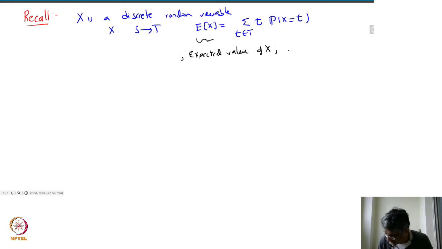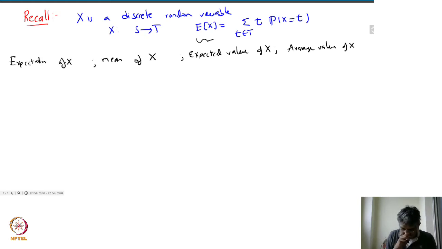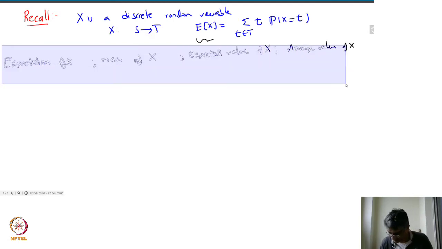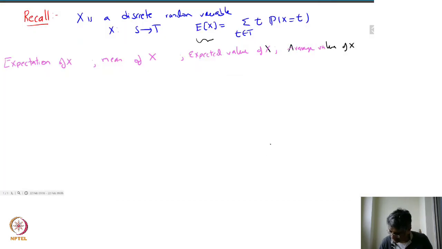or sometimes I called it the average value of X, and I've used the word the mean of X, or expectation of X. So they all mean the same thing, right?